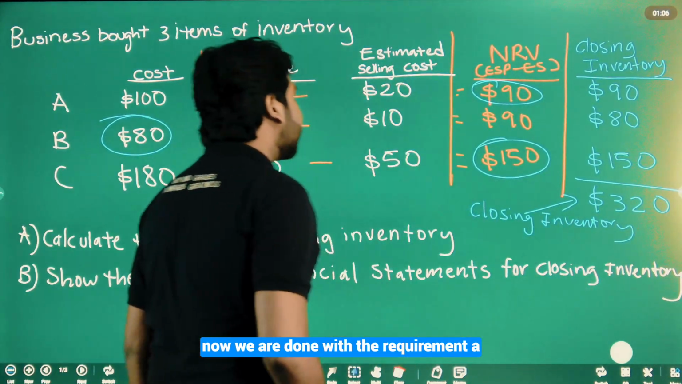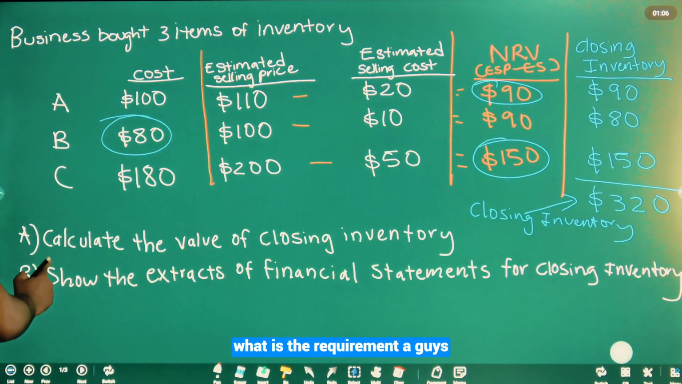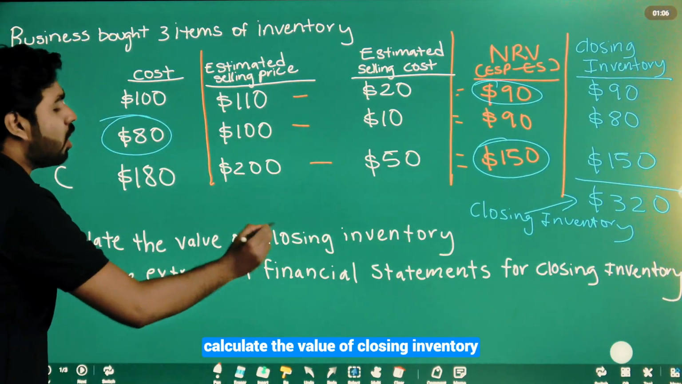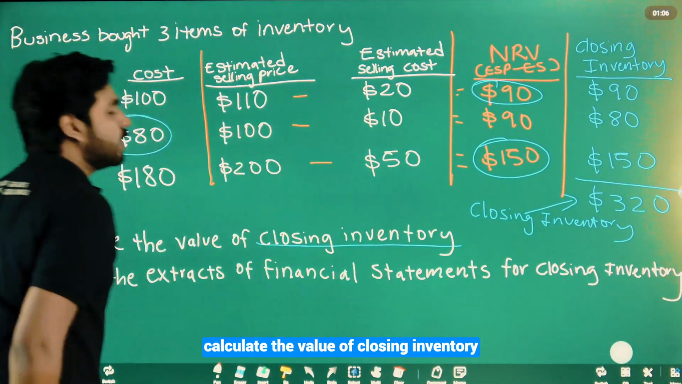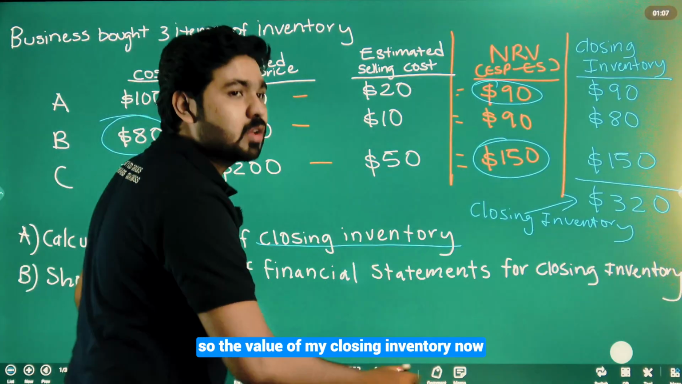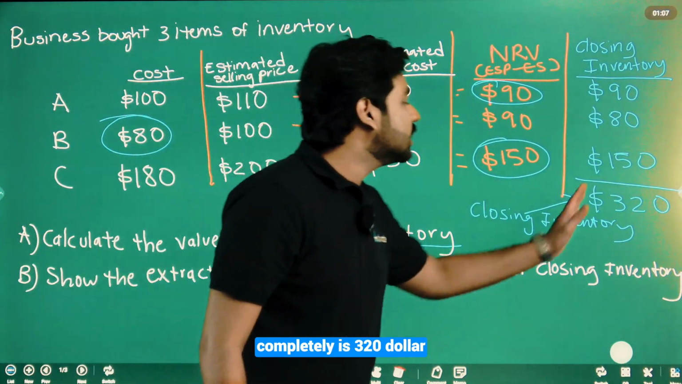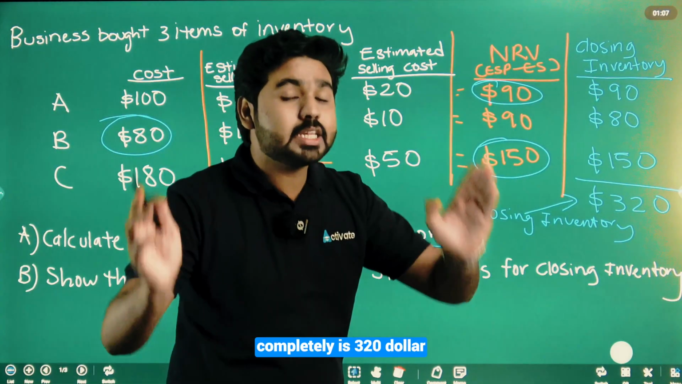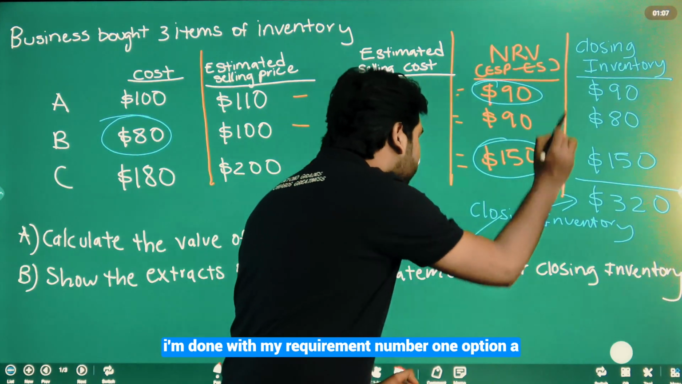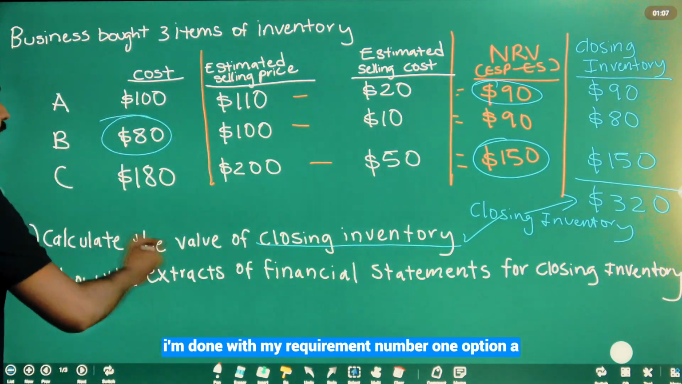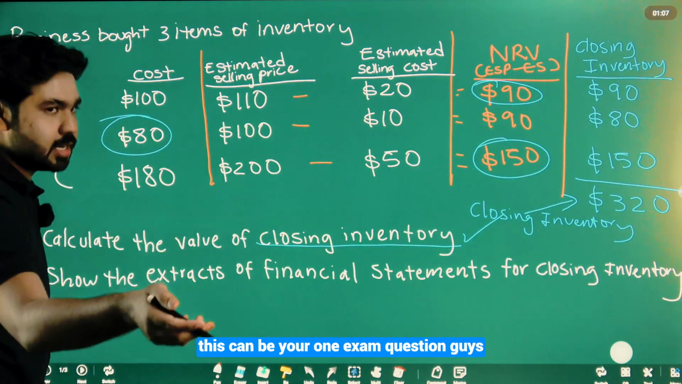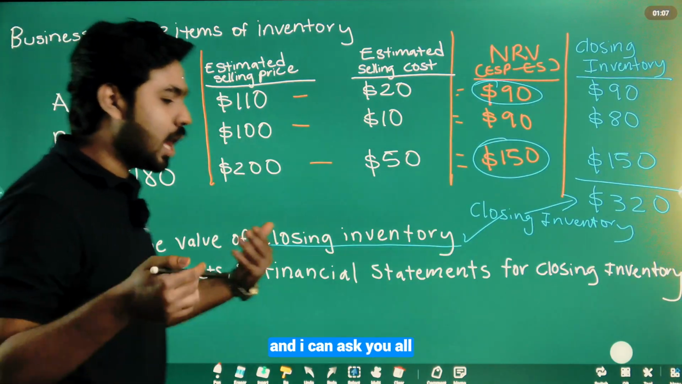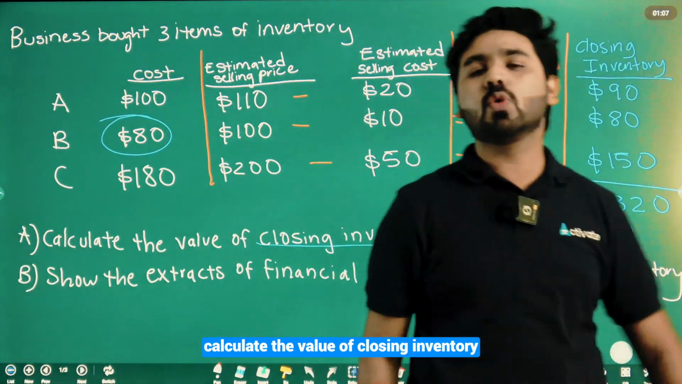Now we are done with requirement A. What is requirement A guys? Calculate the value of closing inventory. So the value of my closing inventory completely is $320. I'm done with my requirement number 1, option A. This can be one of your exam questions guys. In the exam also, the examiner can ask you to calculate the value of closing inventory.